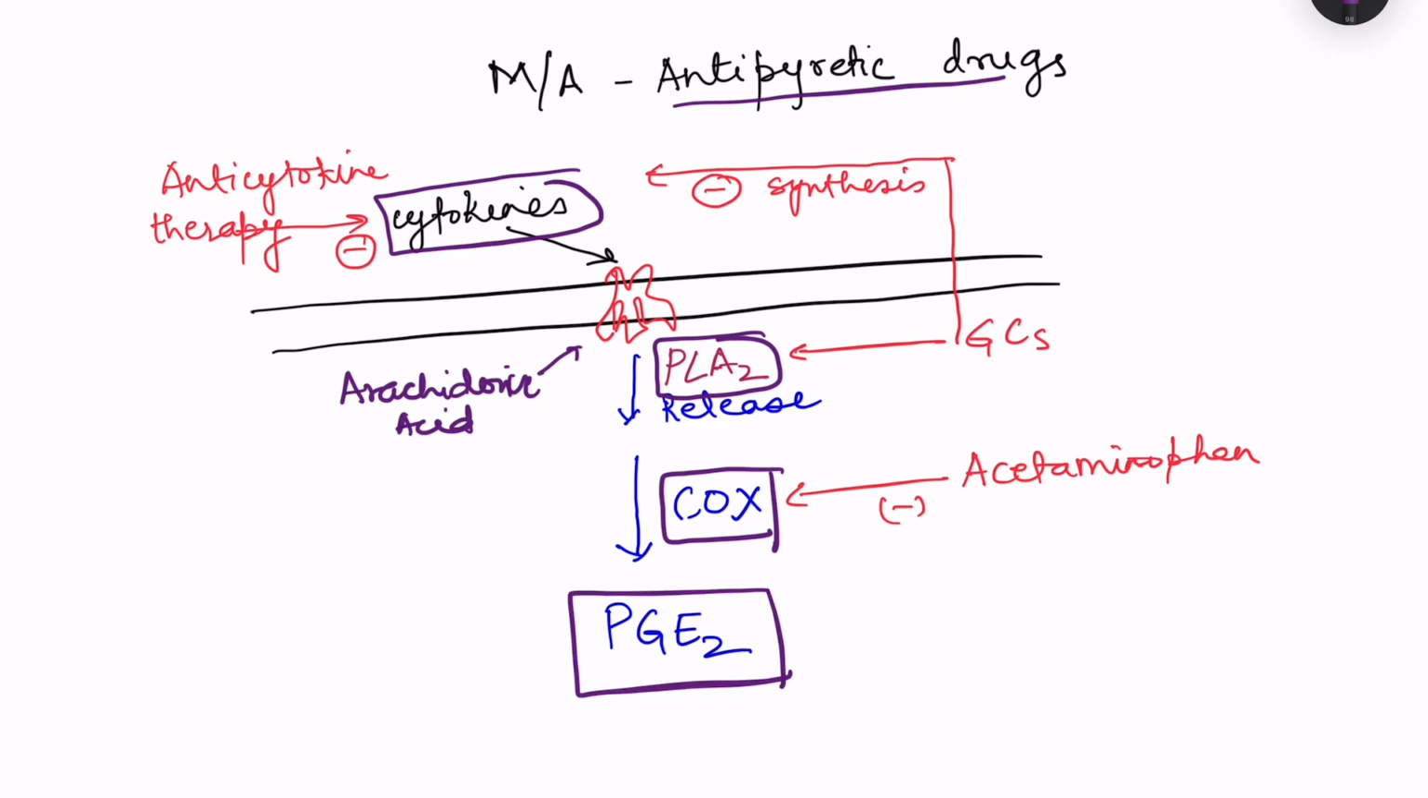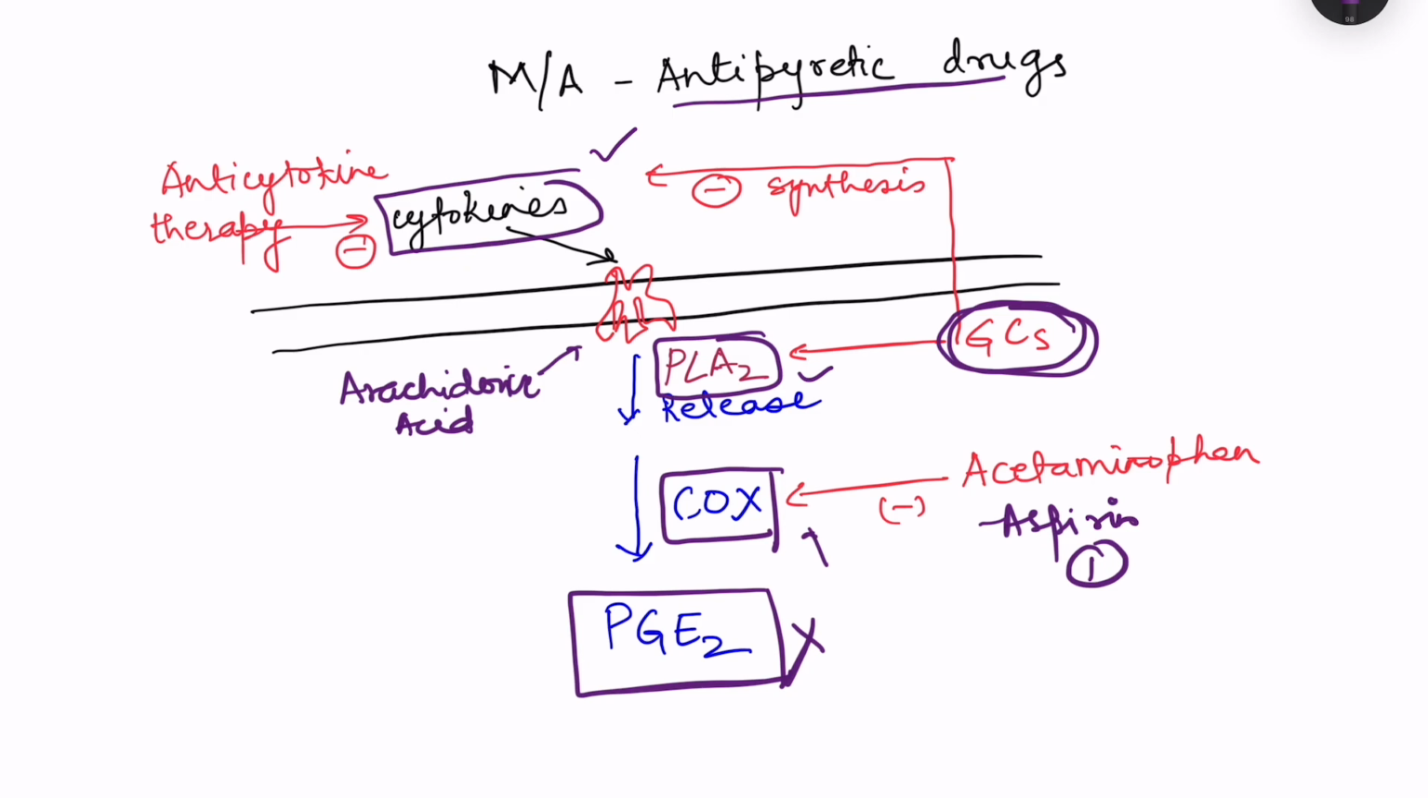Now we can block this cyclooxygenase enzyme by acetaminophen and aspirin. So we can block this enzyme so that prostaglandin E2 is not produced. So that is one. Second, we can block this phospholipase A2 action so that arachidonic acid itself is not released, and that occurs by glucocorticoids. So glucocorticoids also act as antipyretics. They also decrease the synthesis of the cytokines. So they decrease the mRNA synthesis of these cytokines.